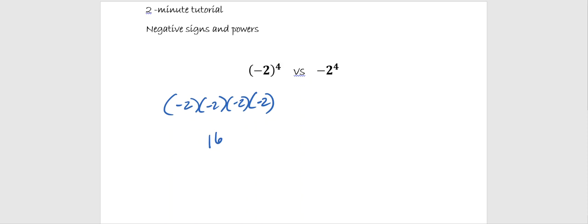16. In the case of the other example, what is raised to the fourth power and therefore being repeatedly multiplied is the 2. 2 times 2 times 2 times 2.